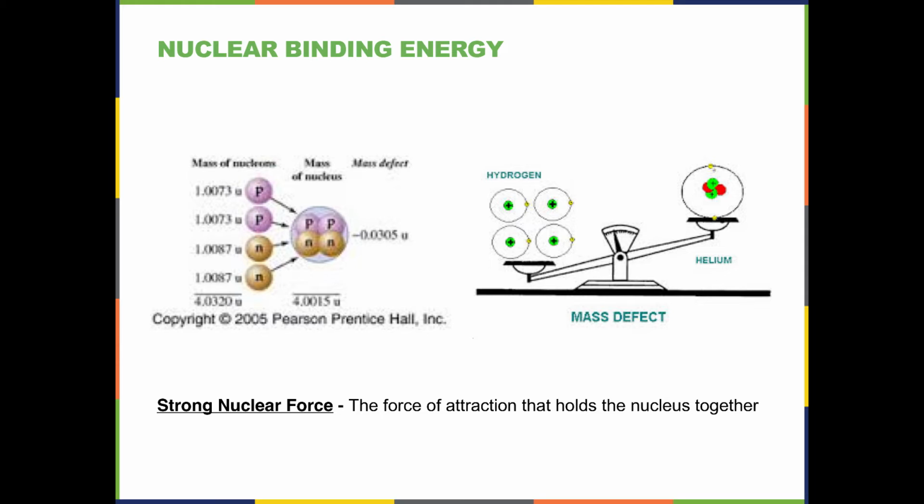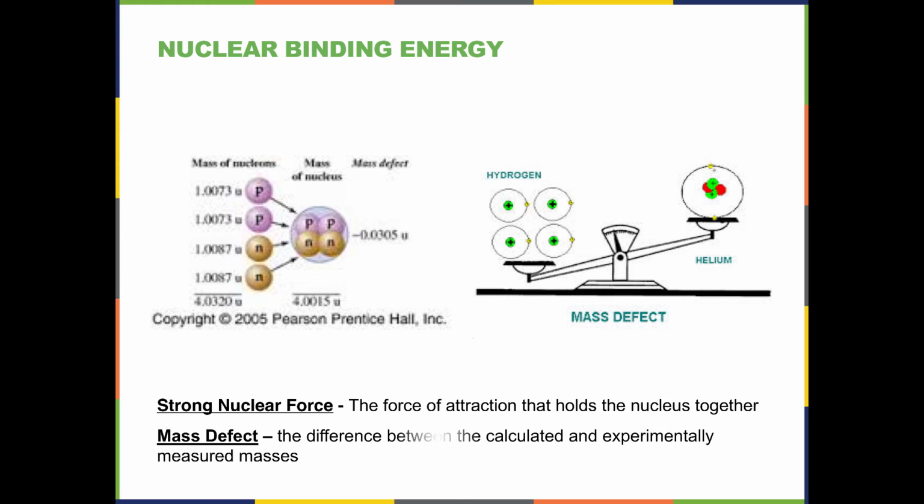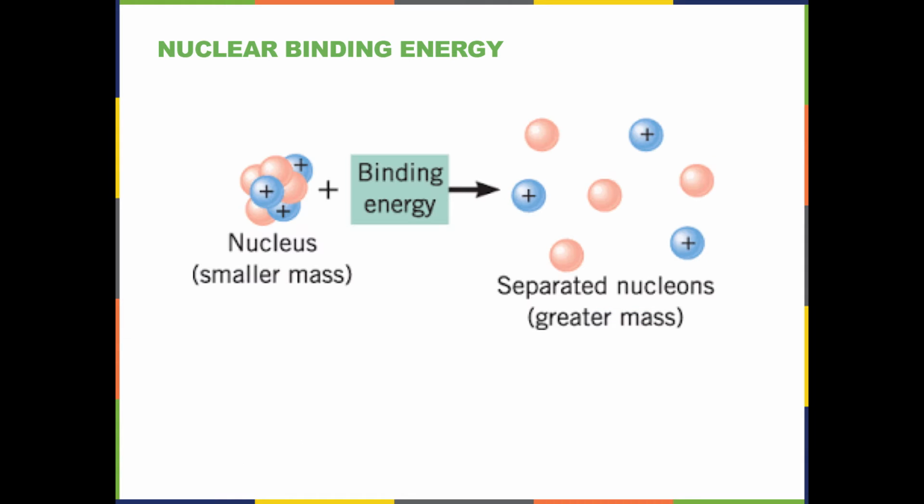Now, the mass deficit or the mass defect is the difference between the calculated mass of a nucleus and the experimentally measured mass of the nucleus. Now, this mass deficit is quite important because this difference represents the energy that's involved in holding that nucleus together. So you have a nucleus that has a slightly smaller mass than the mass of the separate nucleons.